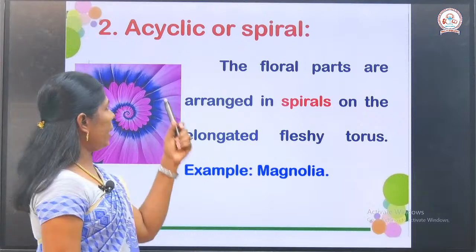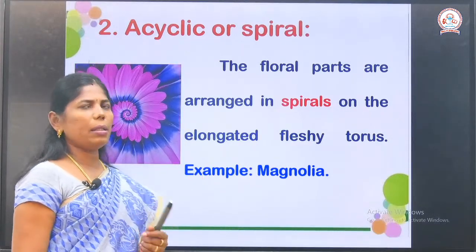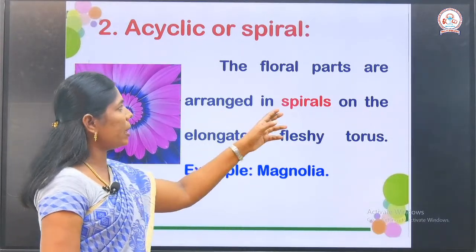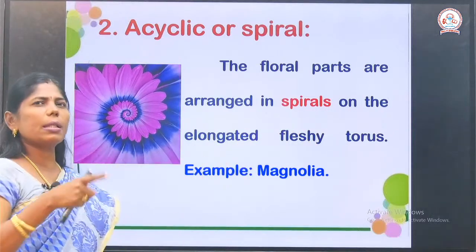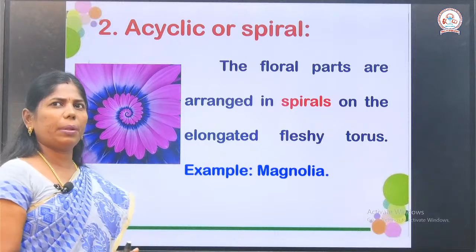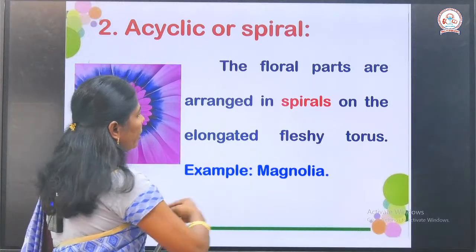Okay, so another one I already explained, that is acyclic and spiral. That is, the floral parts are arranged in a spiral on the elongated axis. Spiral means it keeps winding around. Okay, ma, that is your spirally arranged. So magnolia is an example for that.